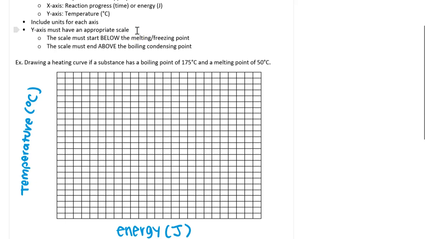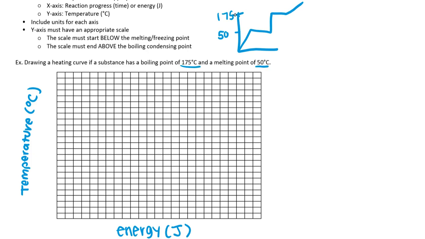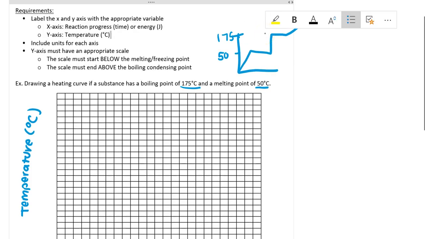Next, the x-axis does not need a scale, but the y-axis does, and it needs to be an appropriate scale. A few mistakes that I see. Some students will just draw their heating curve really quick like this, and then mark this at 175, and mark this at 50, because that is my melting point and boiling point. Well, that's not a consistent scale.